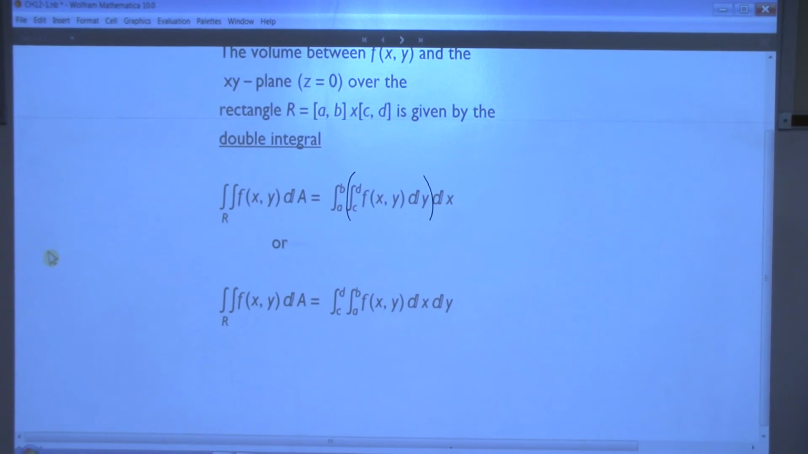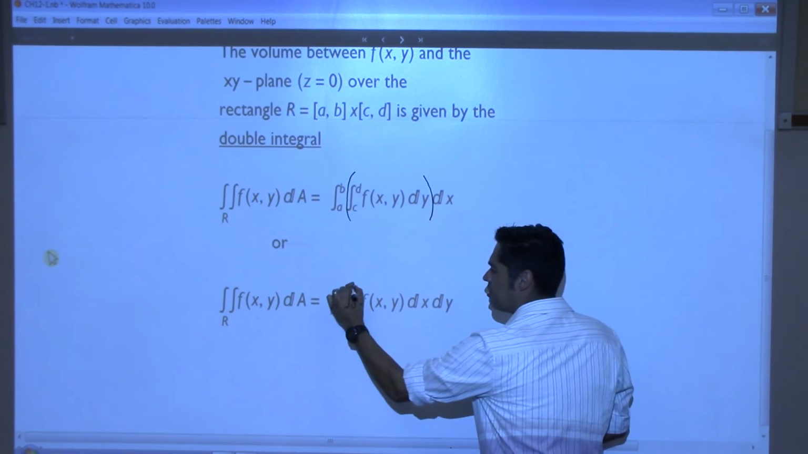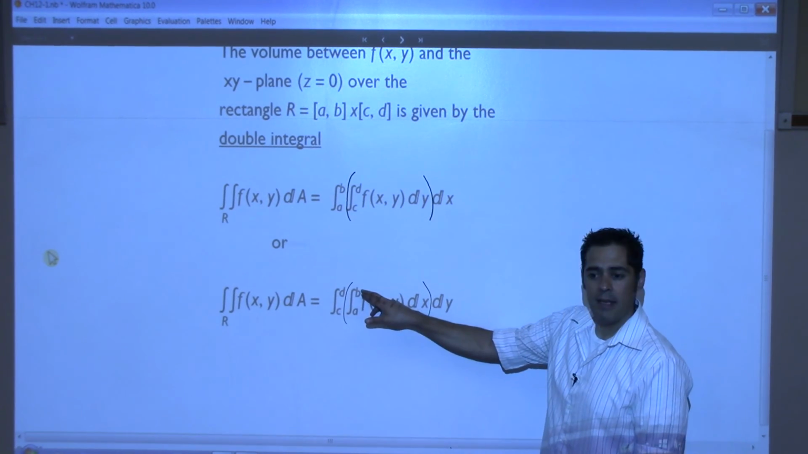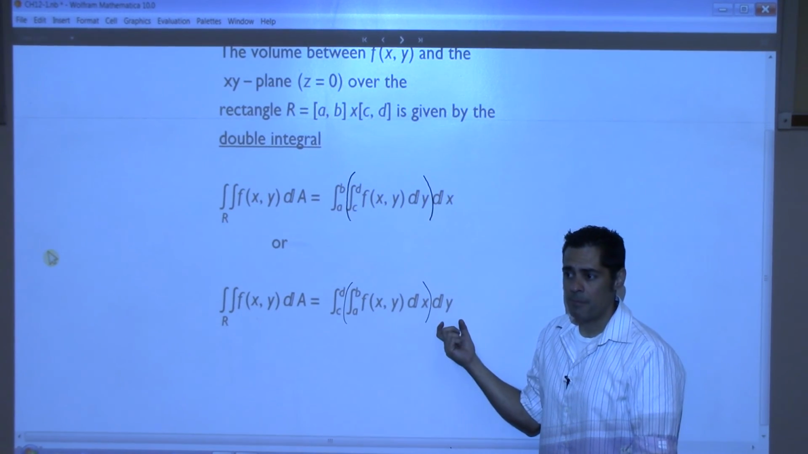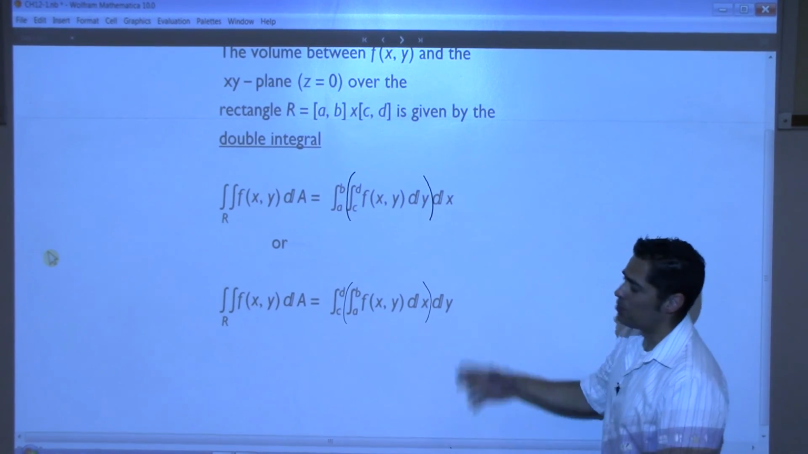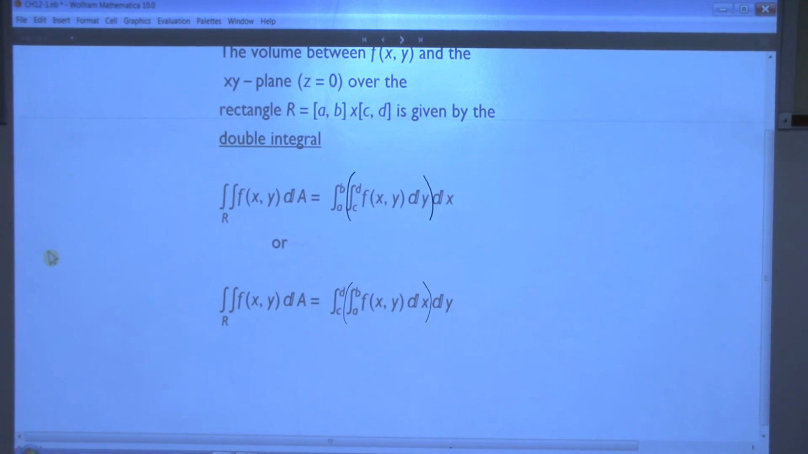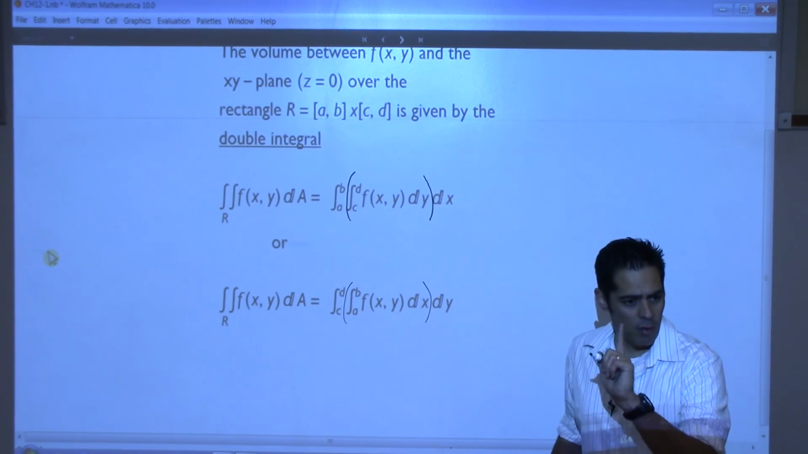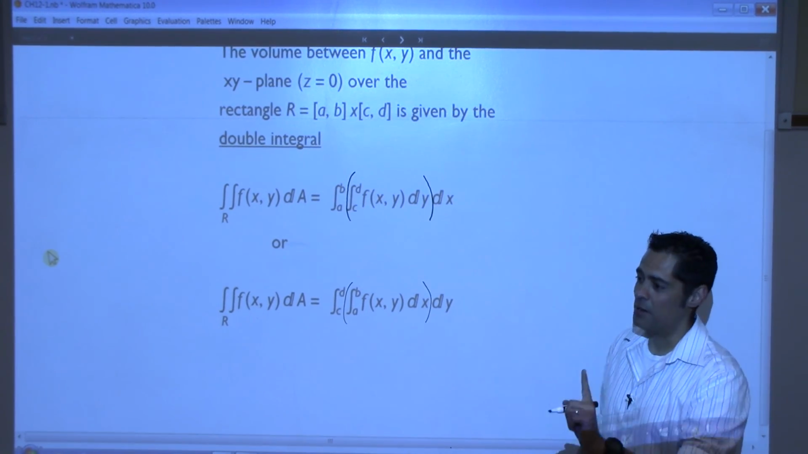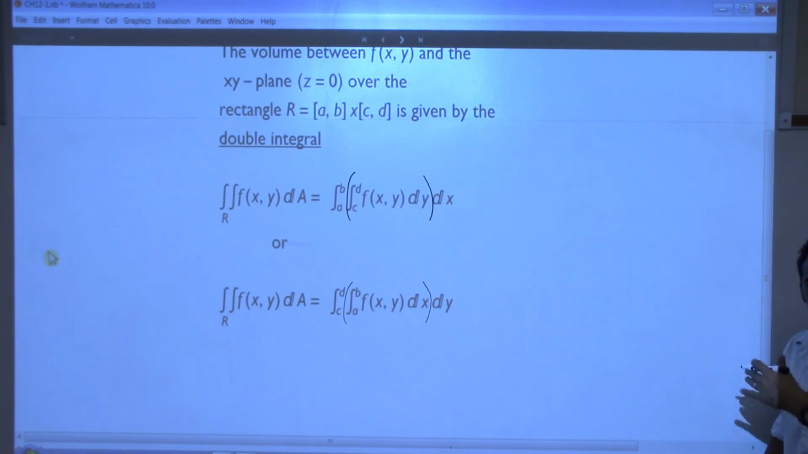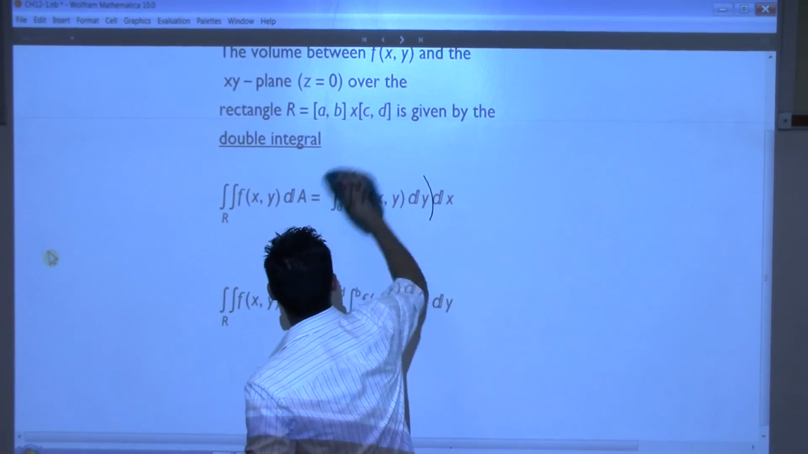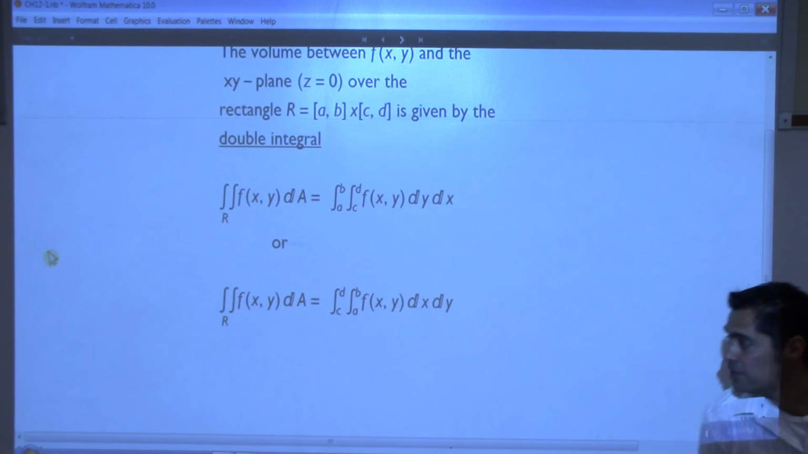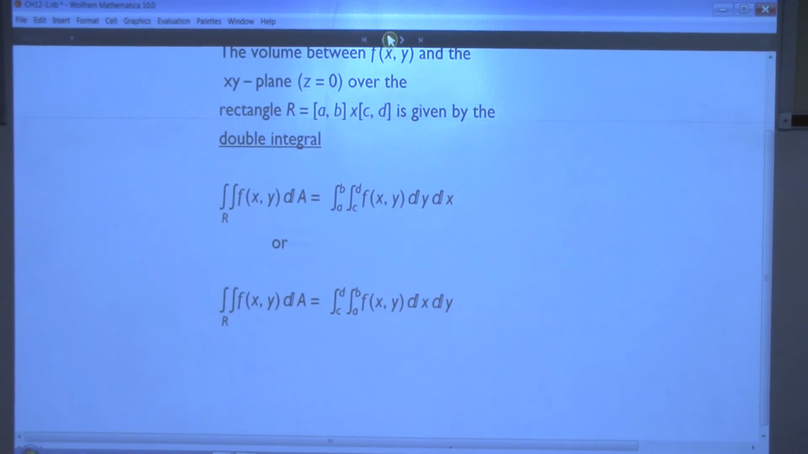I could, though, do it the other way around. I could change the order. I could go from a to b, do it with respect to x first, take that answer, go from c to d, and do it with respect to y. Both of those are at your disposal to use. You get to pick which one, if you're integrating over a rectangle, and only if you're integrating over a rectangle. In the next section, we integrate over more complicated regions, and you can't just switch it up whenever you want. So the rectangular region to integrate over is the easiest out of all the regions we're going to integrate on.